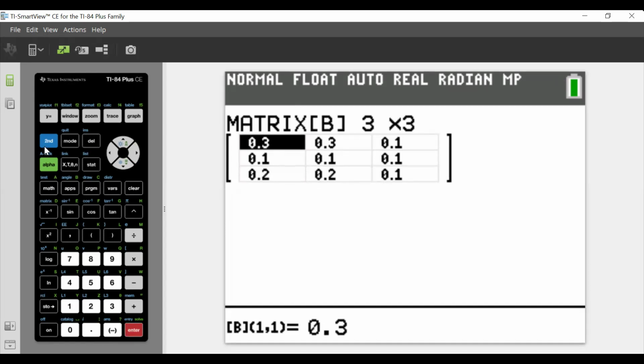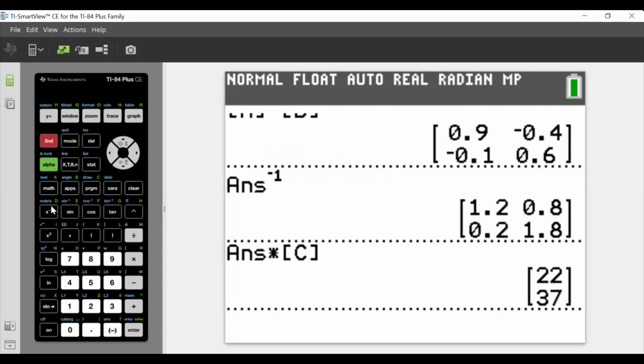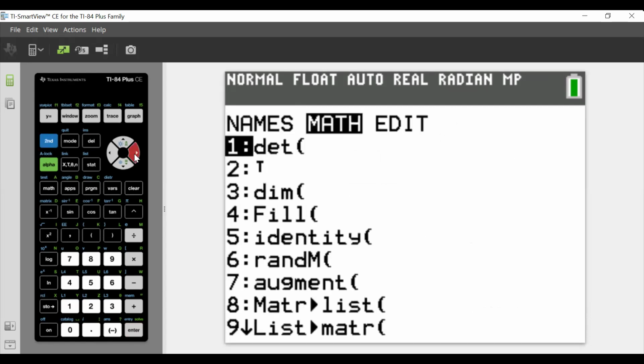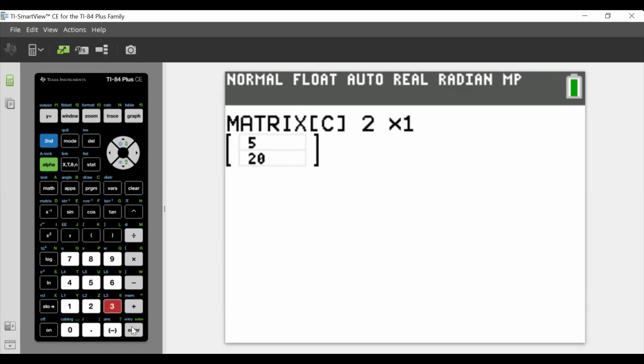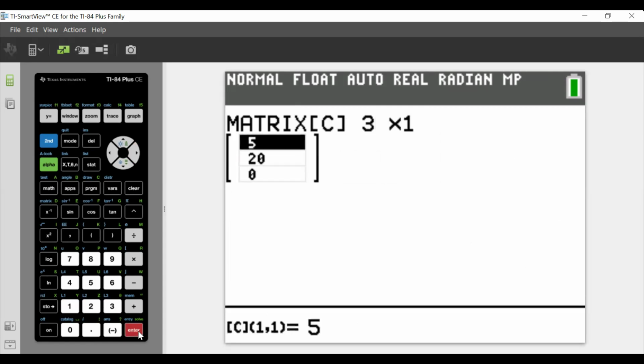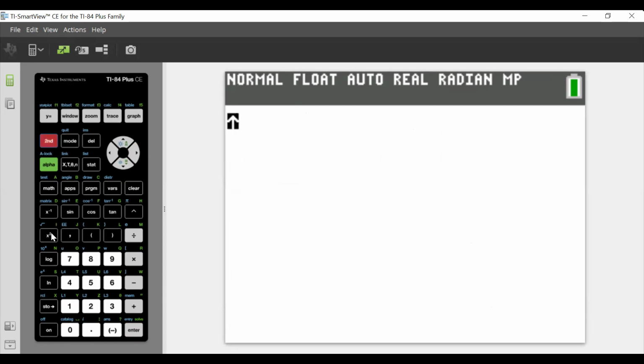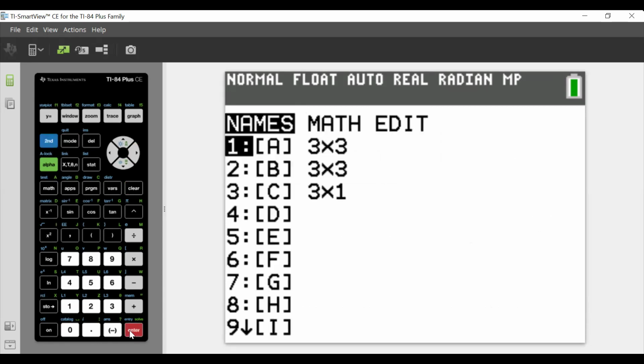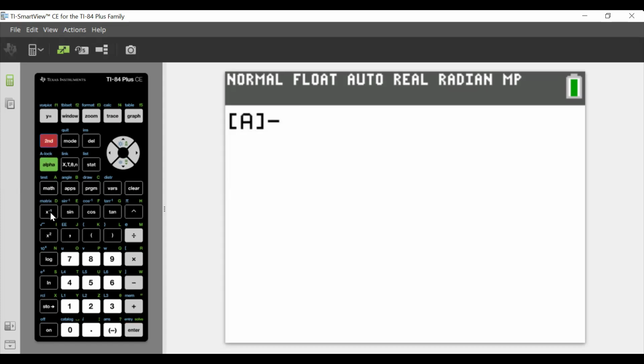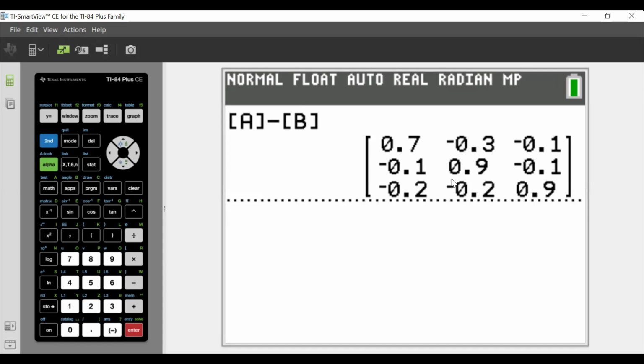Okay. And then our last thing, our D matrix, is going to be a 3 by 1. And we had 25, 15, and then 20. All right, so now let's clear all that. So now we're going to take A minus our matrix B. So that's I minus M.